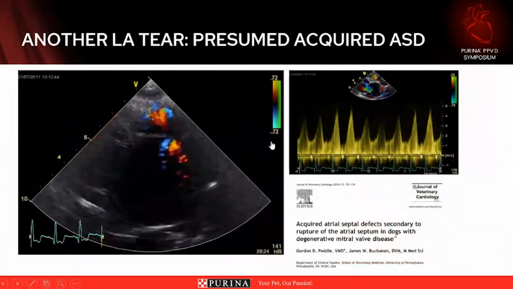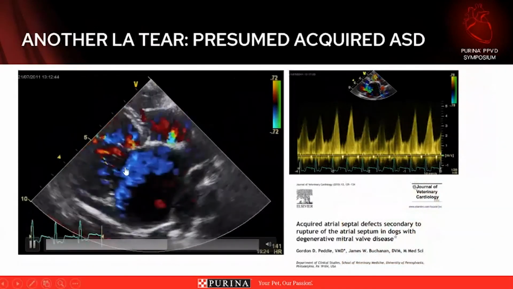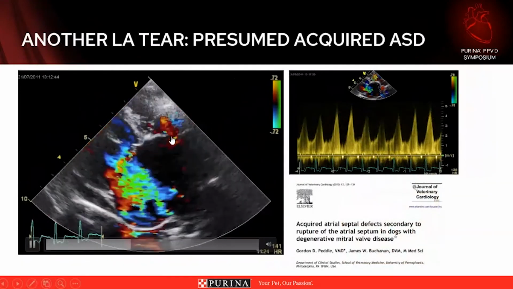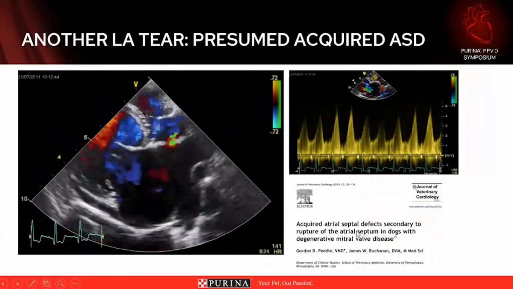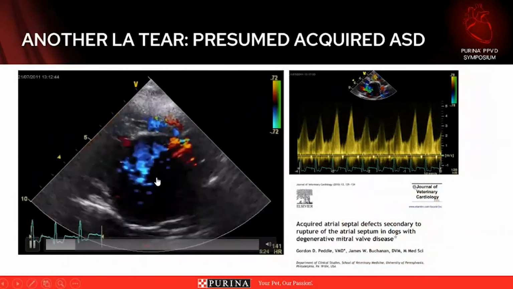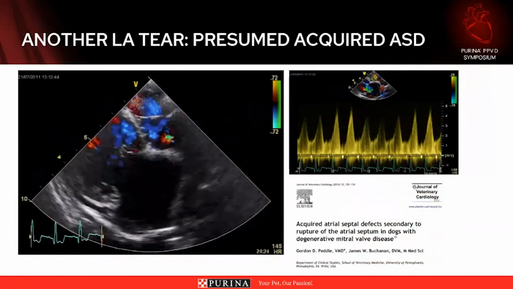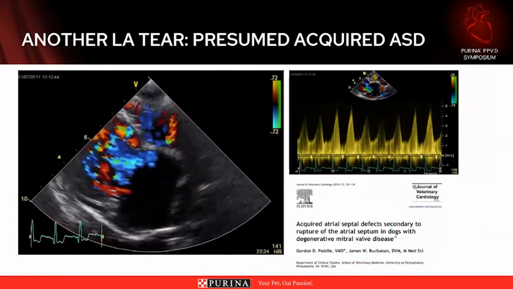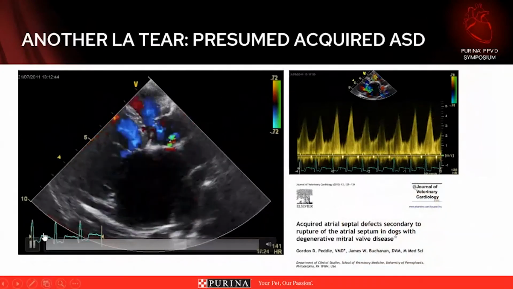So we can have different types of left atrial tear. This was a Cavalier case that didn't have a prior echo, so I don't know if this atrial septal defect pre-existed, but certainly it has been described by Gordon Peddle that atrial septal defects can be acquired secondary to these jet lesions. In a way, this is good because it allows the left atrial pressure to be turned off a little bit by going into the right atrium. So it may be protecting the dog against left-sided congestive heart failure. So just as a peculiarity.